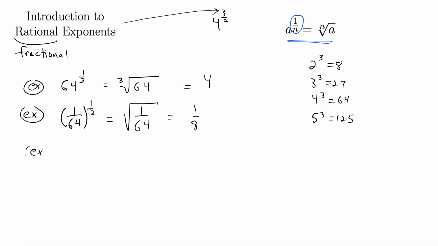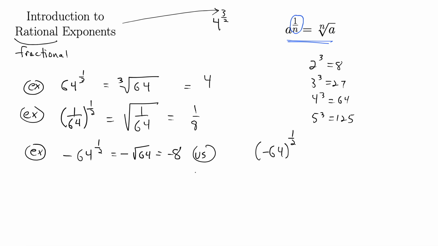How about this one? Let's do negative 64 to the 1/2, versus, I'm going to do 2 for the price of 1 here, negative 64 in parentheses to the 1/2. What this first one is, with a negative out front, is simply negative square root of 64, which is negative 8. But then the square root of negative 64 inside the parentheses, well, I'm not even going to say equals, this is not a real number.